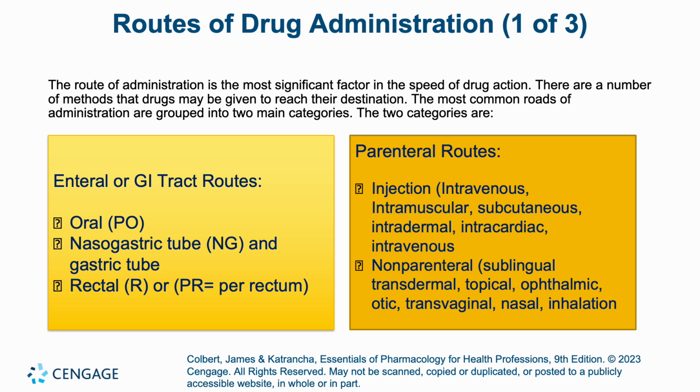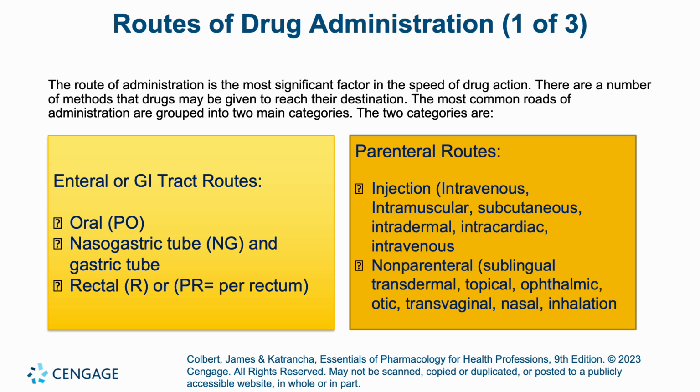Routes of drug administration. The route of administration of a drug is actually the most significant factor in the speed of drug action. There's a number of methods that drugs may be given to reach their destination, but we're going to split this into two categories: enteral or GI tract routes, and then parenteral routes. Under the category of enteral or GI, gastrointestinal tract routes, oral medications, also known as PO, from the Latin per oris, which means by mouth. So oral PO medications, nasogastric tube, NG tube, and gastric tube.